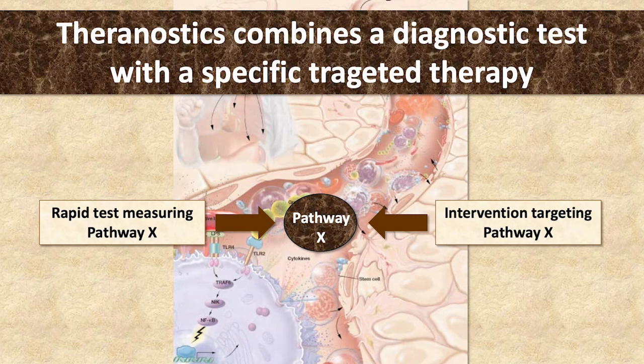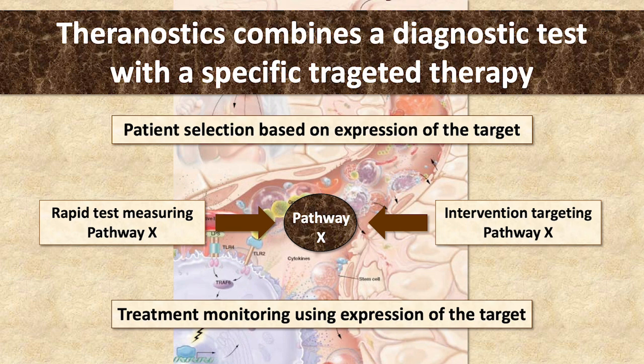If we take predictive enrichment one step further, we come to the field of theragnostics, which combines a diagnostic test with a specific targeted therapy. In theragnostics, you would have a biomarker that provides information about the expression or the aberration in a pathway X. And you also would have a specific intervention that is able to target this pathway X.